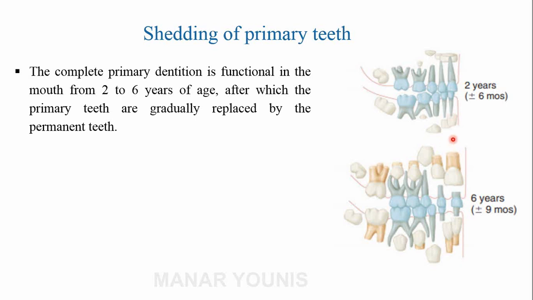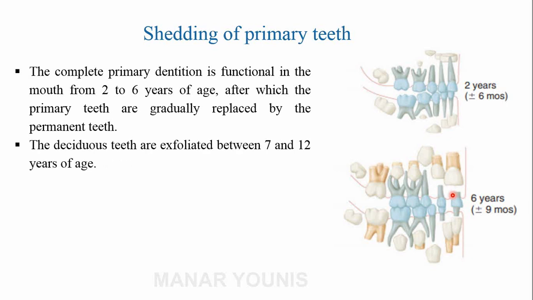The shedding of primary teeth will start by physiologic resorption of the roots of the primary teeth. Then they will be finally exfoliated, and their permanent successors will take their place in dental arches. This process starts from 7 years of age and lasts until 12 years of age, when primary second molars will be exfoliated and replaced by the permanent second premolars.